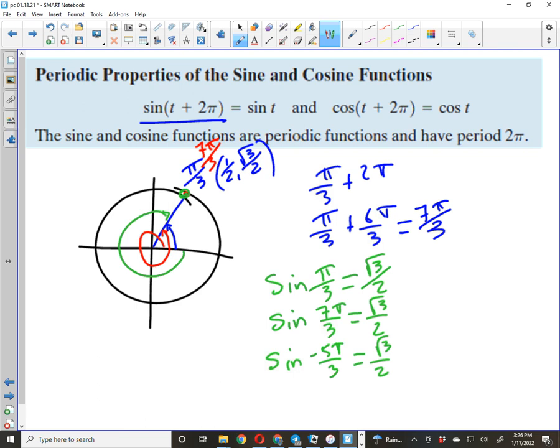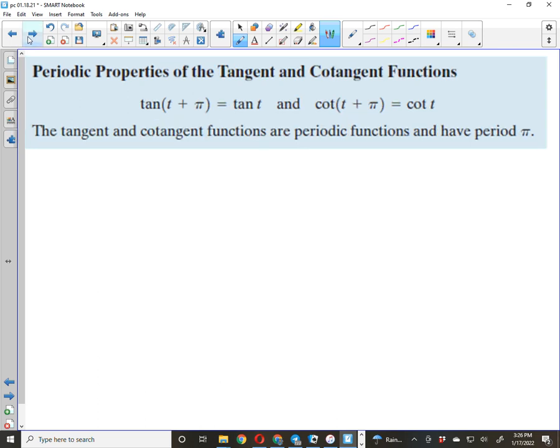The same is true for cosine. If you add or subtract 2 pi from it, you're going to end up in the same place, and you'll end up with the same answer. Tangent and cotangent are the same thing, only their period for this one is pi, not 2 pi.